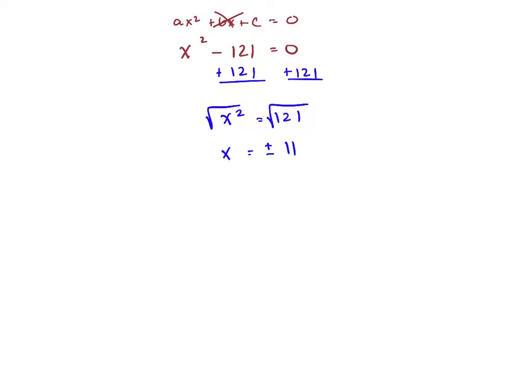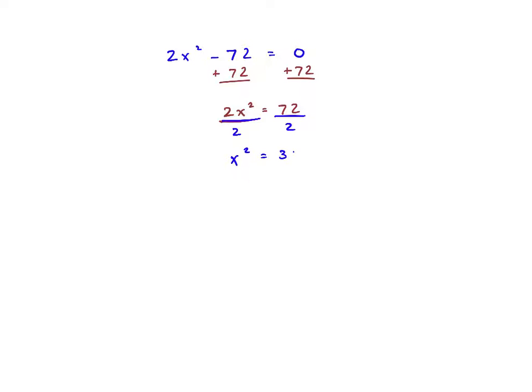Let's get a little more complicated. Let's go with 2x squared minus 72 equals 0. Again, we identified it's quadratic, x squared. There's no x term, so we can use the square root method. Let's get that x squared alone. So we'll add 72 to both sides and do that subtraction first. 2x squared equals 72. Now the x squared's not quite alone yet. It's got that 2 in front of it, so let's divide by 2. Undo that multiplication.